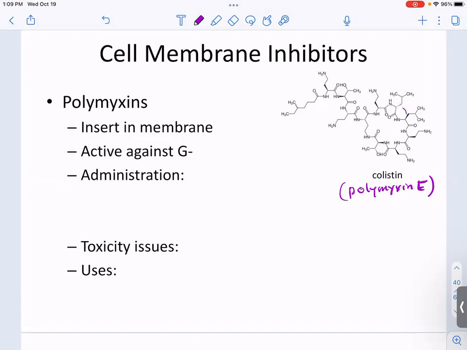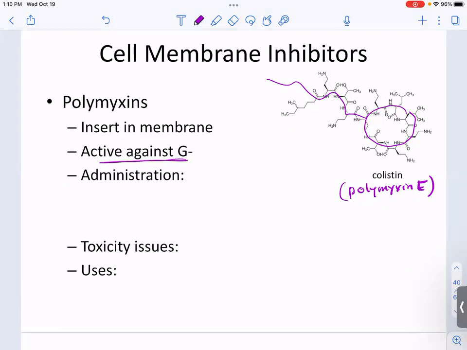The structure here, you can see a ring and then this tail. It acts in a way similar to our soaps and detergents, how they insert into membranes. And of course, anytime the plasma membrane of a bacterial cell is disrupted, that's going to be really bad for the cell. Works especially well against gram negatives. They've got that outer membrane, and the polymyxins can easily insert through that very thin peptidoglycan layer and into the plasma membrane as well.